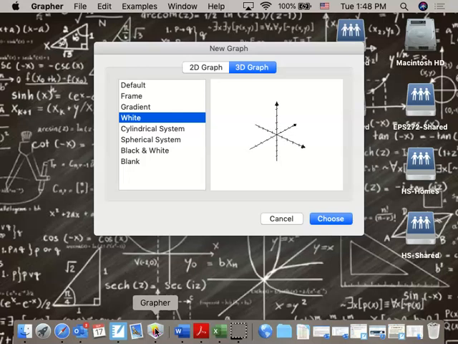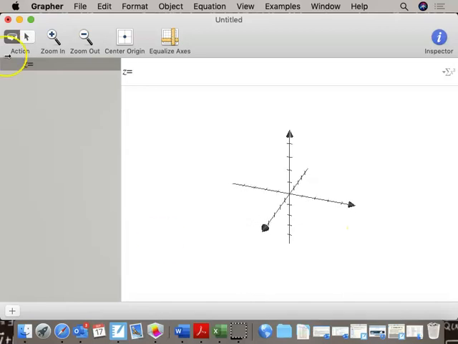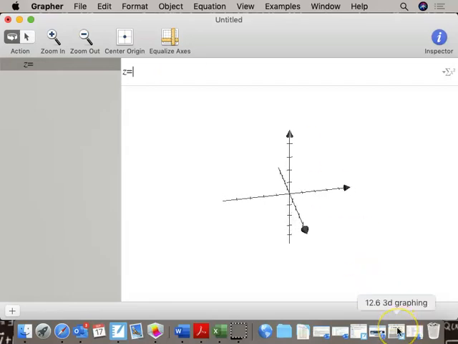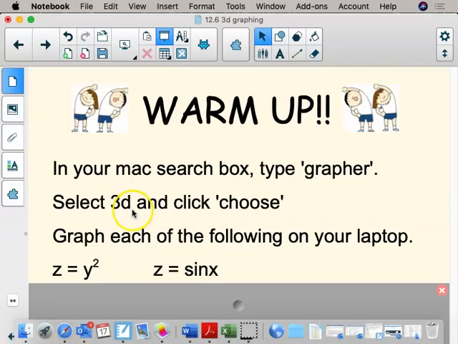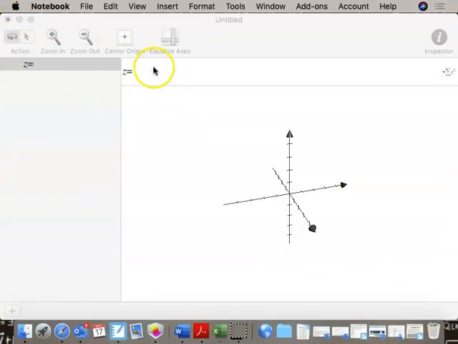Now, personally, I find a white background makes it easier to see the graph, but you can change that if you want to. But I like the white background on a 3D graph. Now, your default for your equation is z equals. You can delete that if you need to and just type right over it. But our first equation we need to graph is z equals y squared.